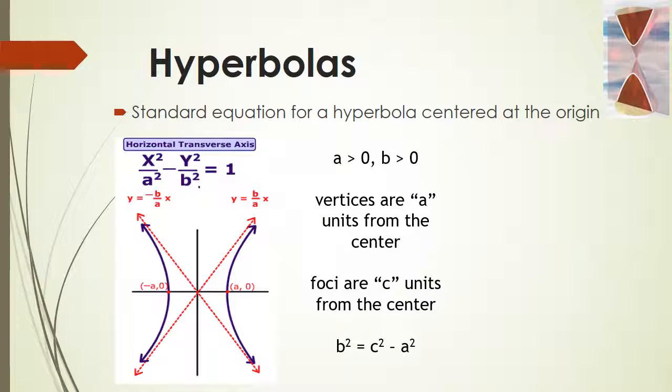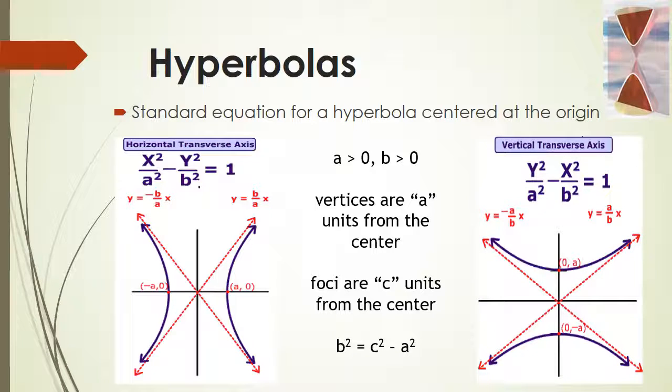Okay, and we have an equation that relates A, B, and C. B squared equals C squared minus A squared, or you could say that C squared equals A squared plus B squared. Both of those are acceptable. When the hyperbola opens up and down, the equation looks slightly different. The y squared comes first. So with this, we actually do reverse the x and the y. The axis that it goes through will always come first. Again, A is the distance from the center to the vertex, and B we'll talk about in a minute. C is the distance from the center to the focus.